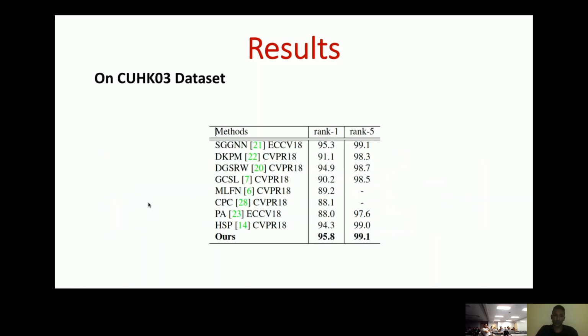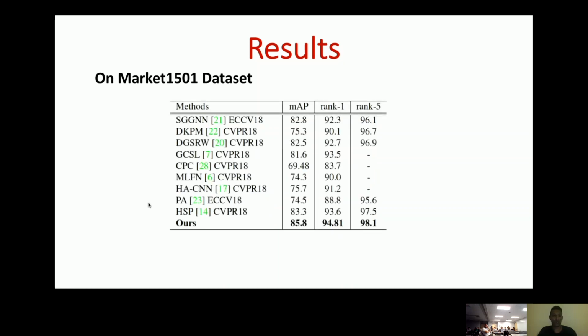Here is the performance of our model on CUHK03 dataset. As you can see here, compared to the state-of-the-art person identification methods, our model achieved a significant improvement. Here we can see the performance of our model on Market dataset. Also here our model achieved significant improvement.